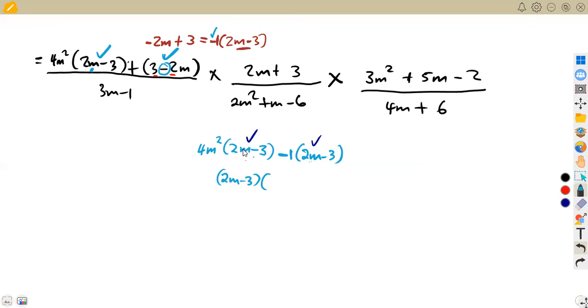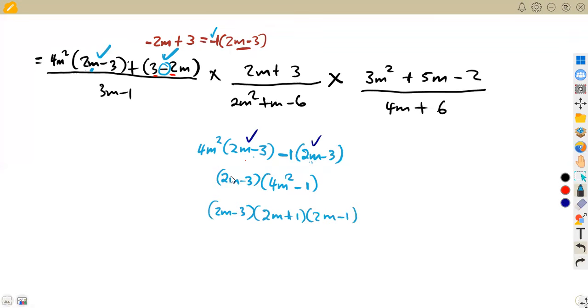If we factor out this bracket, what is going to remain? We are going to remain with 4m squared minus negative 1. Yeah, that's the tricky part. So this bracket is now the same, and this one is 4m squared minus 1. Now it's a difference of two squares. So we shall have two brackets there, which is going to be 2m plus 1 into 2m minus 1. All right.